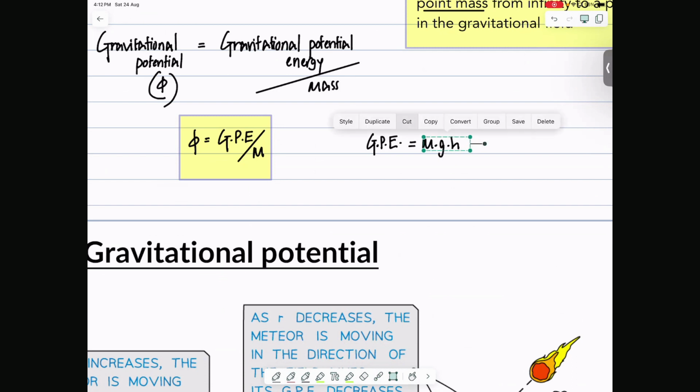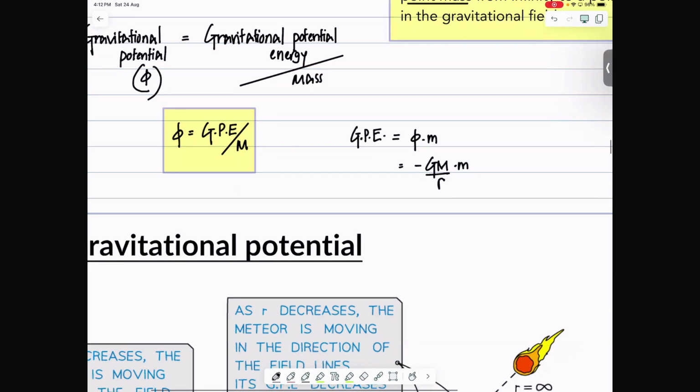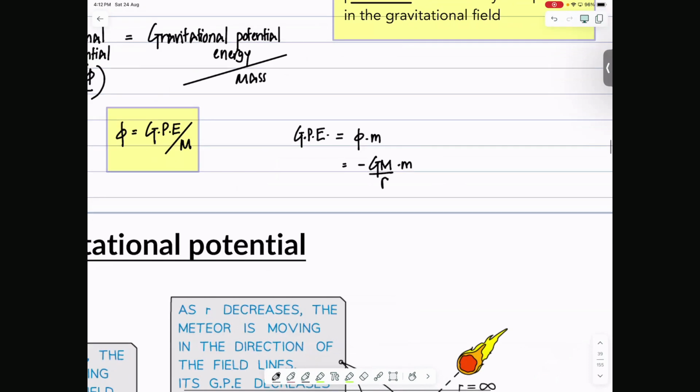Now, it is possible to derive it from here. I'll show you how. So we know that GPE is what? Phi times M, right? And what is phi? Minus GM by R, times M, right? So from here, what is the formula? Minus GMm by R. This is actually the true formula.